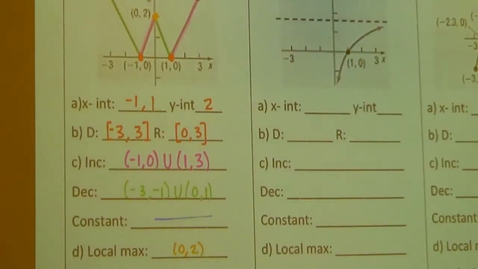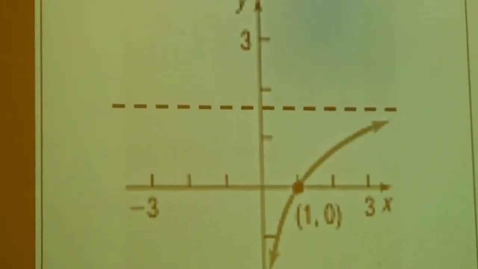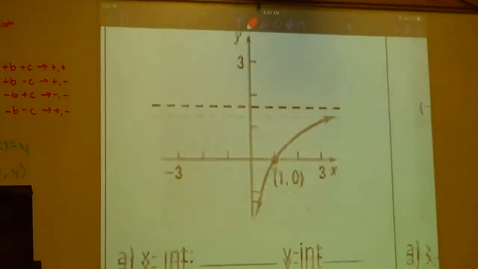All right, let's look at the next one. All right, x-intercepts, do we have any? 1, at.